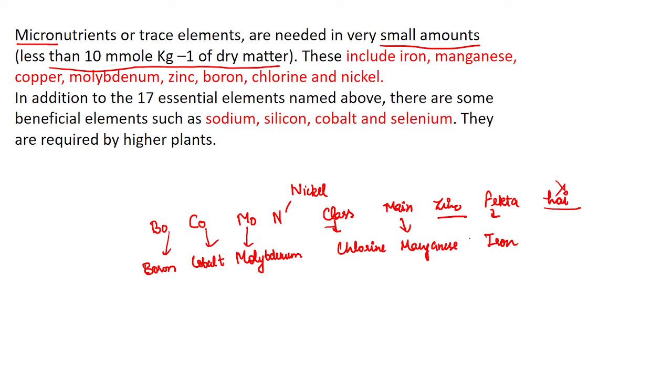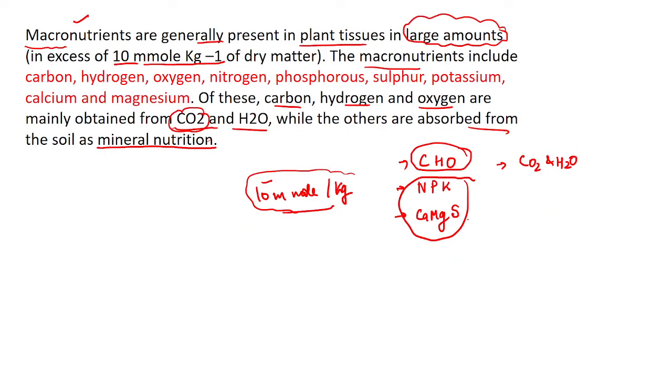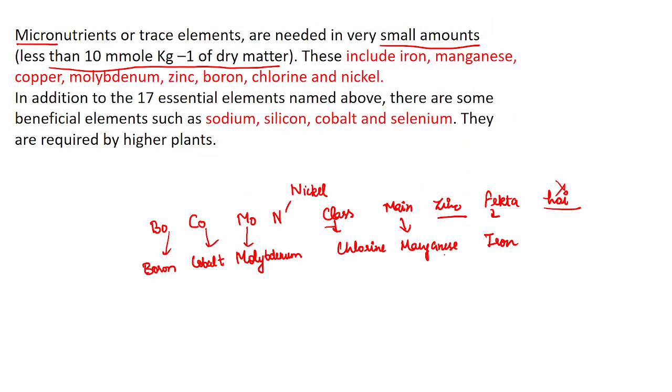So in addition to the 17 essential elements which we have seen till now, here 9 elements are there, and here 1, 2, 3, 4, 5, 6, 7, 8. 9 plus 8. Total is 17. So we have seen 17 essential elements.